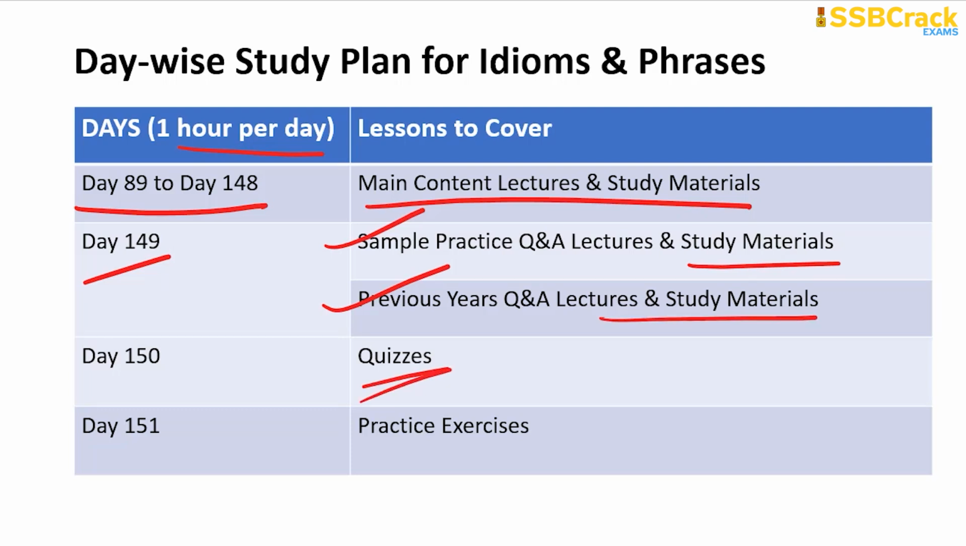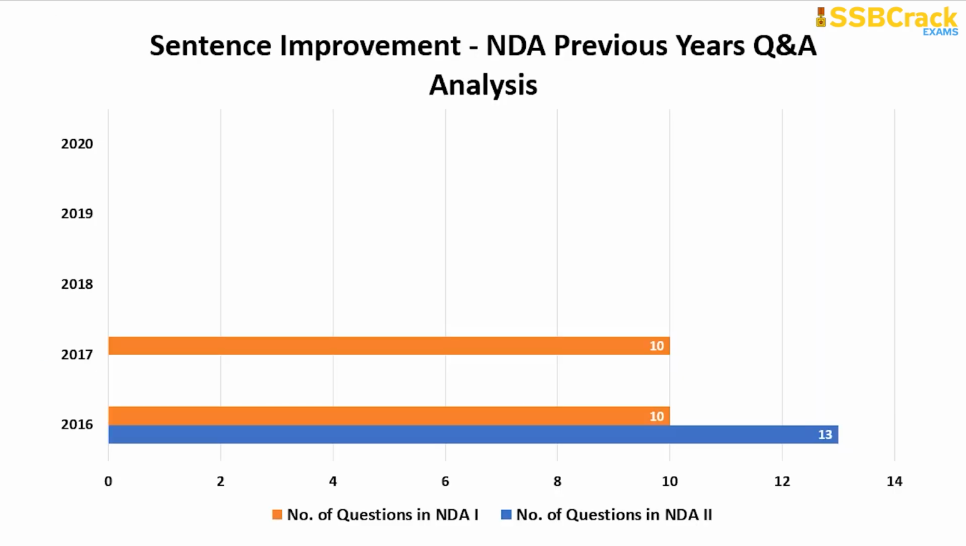There are also quizzes provided, so you can complete it in one day. That is, you can do that on day 150, and the next day, day 151, you can go through the practice exercises and practice your questions pertaining to idioms and phrases. Now coming to the next topic, which is sentence improvement.